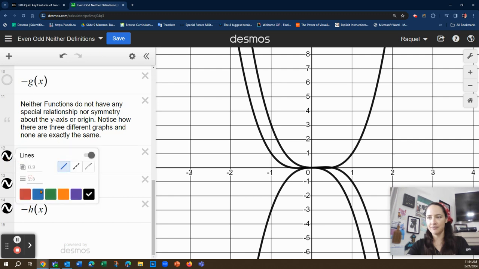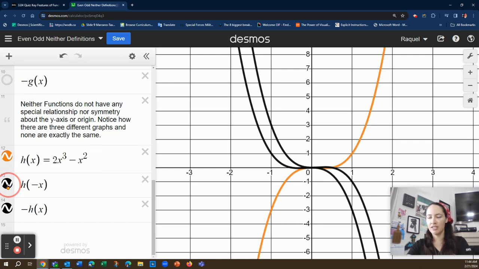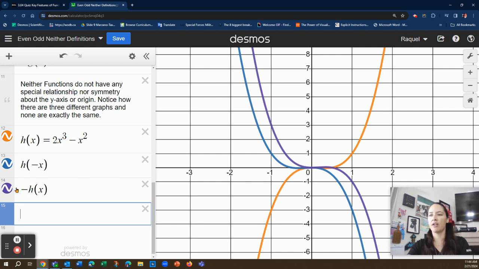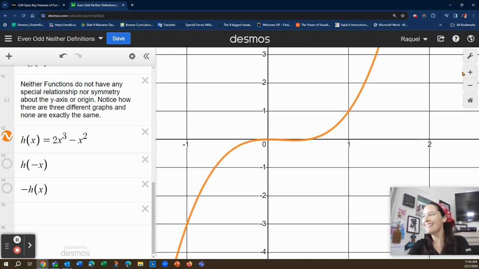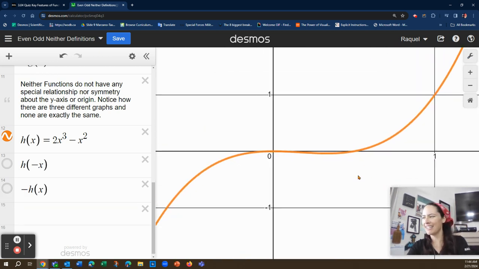You can't see it. You can make it orange. Hold it down. You can make it blue. Make it purple. And there you go. So you have different colors of the graphs. So this one, yeah, maybe you have to zoom in some more. Okay, like I said, I'm not going to do it here.